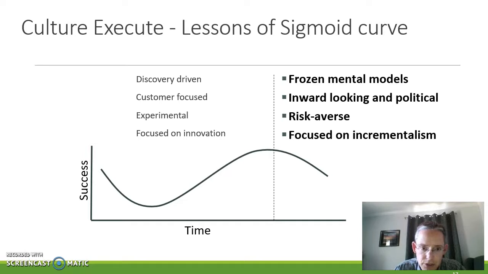Sigmoid curve, I got this lesson from the Sigmoid curve. That's basically what this curve is telling you, and what we're trying to keep in mind is that overall success changes over time. You have this investment that pulls you down, it costs a lot, you're focused on innovation, you're spending a lot of money, then you have the success. What happens is a lot of companies get stuck where that line is, at the top of that peak. They become frozen in their mental model. This worked for us, so this is the way we do things. They become inward-looking and political, risk-averse, focused on incrementalism, right? Big companies get like this. You can't really make a change in a big company.